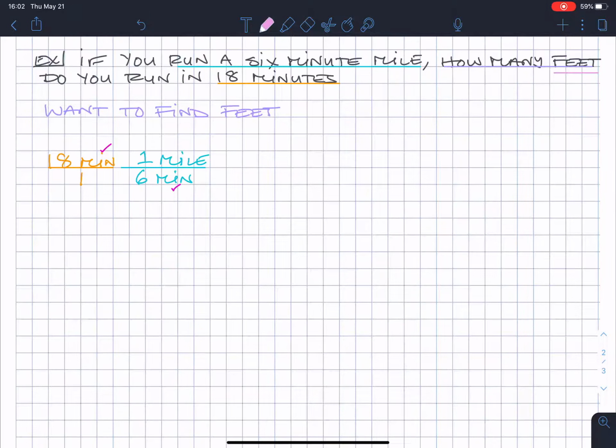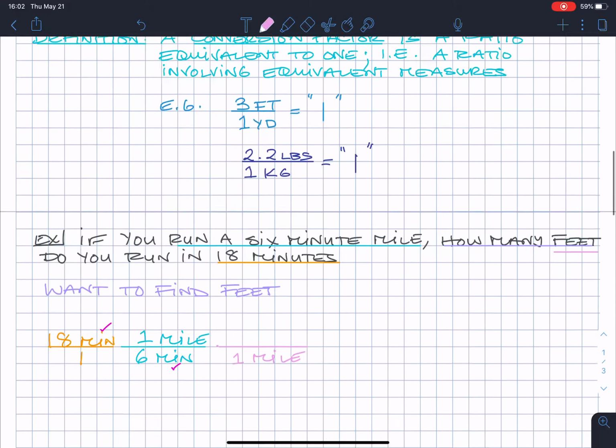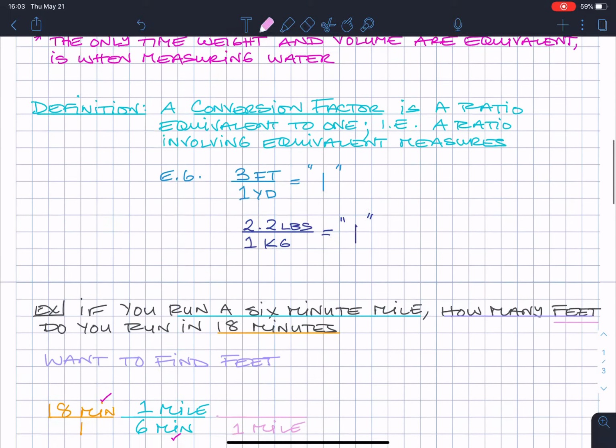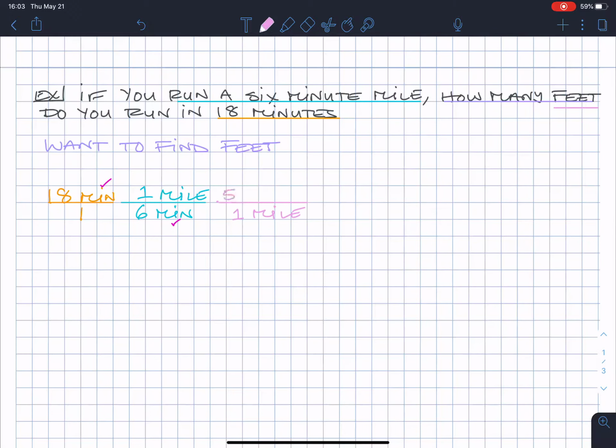So in order to find feet, I need to cross-cancel miles. So I need a conversion factor that will allow me to reduce the unit of miles and have feet on top. So let's go back up here. And look, 1 mile is 5,280 feet. So what I can say is that in the numerator, 5,280 feet is equivalent to what's in the denominator, 1 mile. And what that allows me to do then is to reduce the units of miles, leaving me with simply the units of feet.